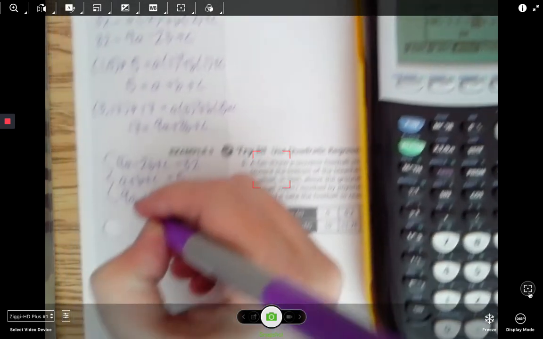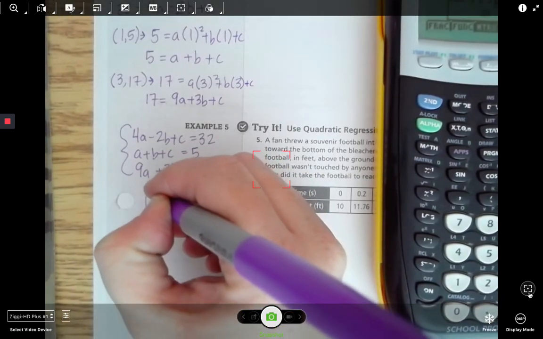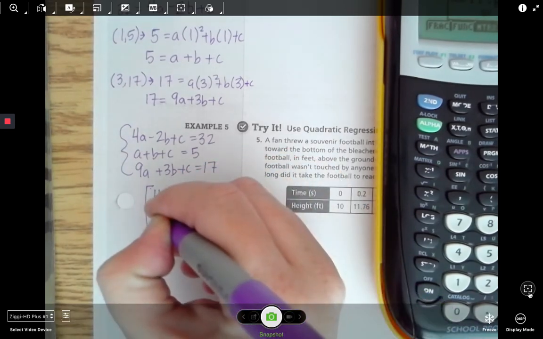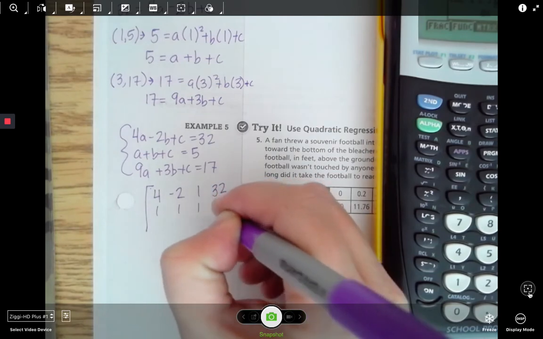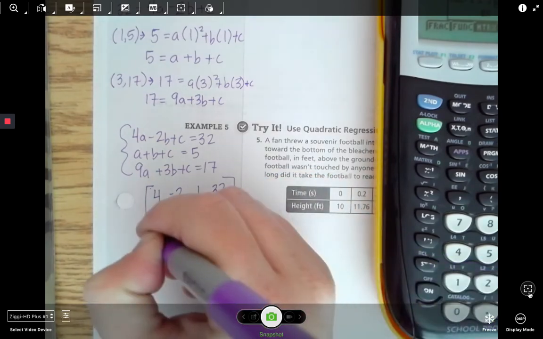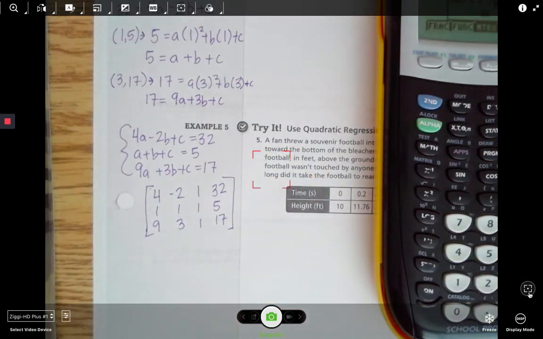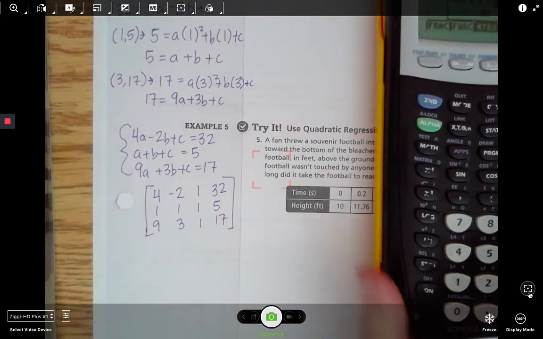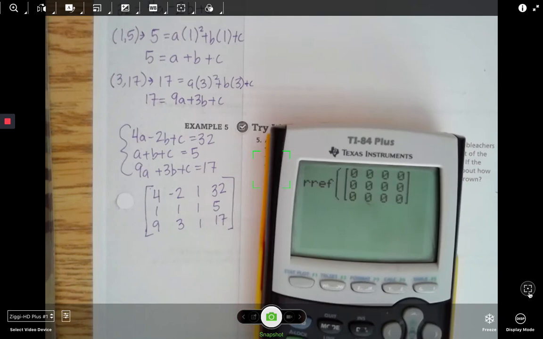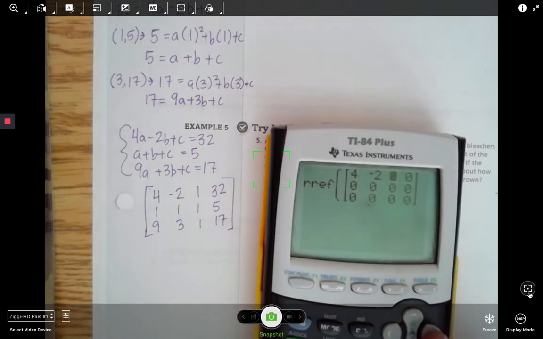You may be wondering how I got that, because I didn't write it in a matrix, but that's 4, negative 2, 1, 32, 1, 1, 1, 5, 9, 3, 1, 17. That's just if you need to see where I'm getting these numbers from, okay? So I'm going to hit OK, and then I'm going to enter all those numbers: 4, negative 2, 1, 32, 1, 1, 1, 5, 9, 3, 1, 17.